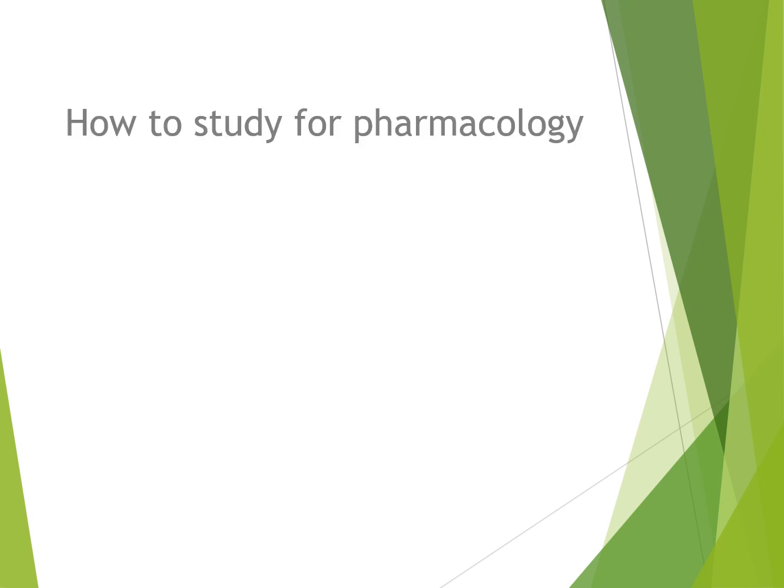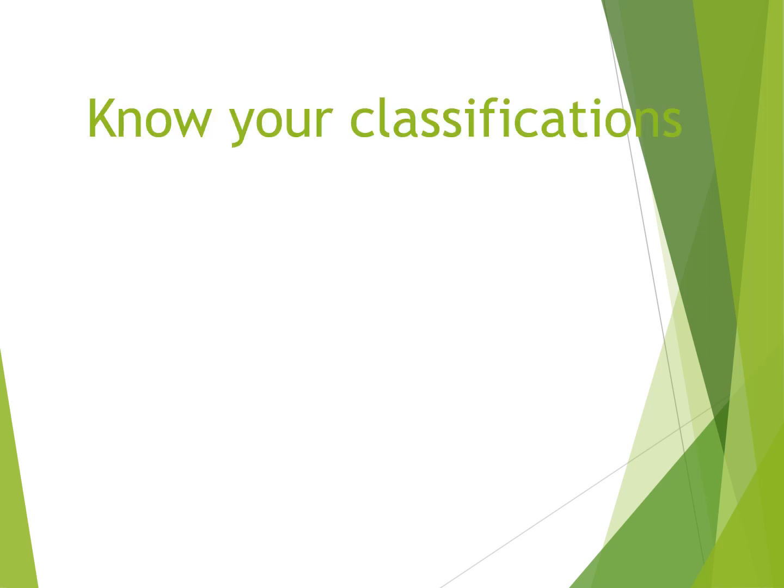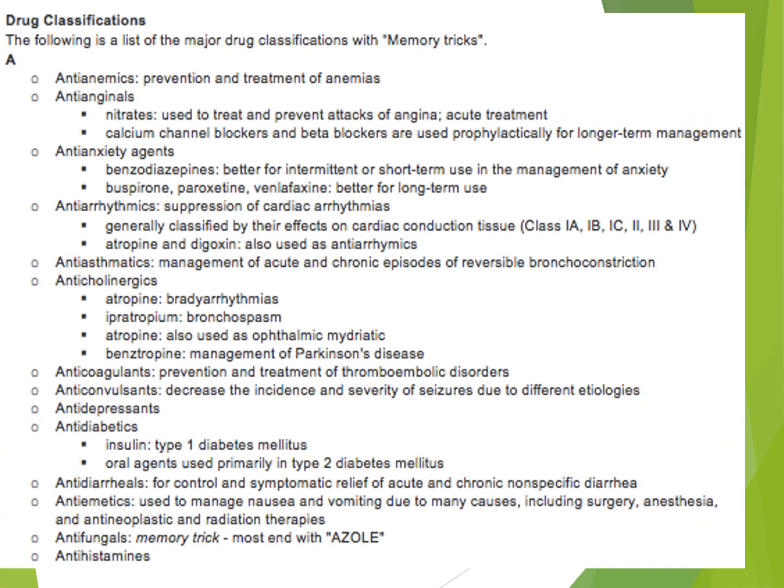So how do I study pharmacology? How do I master this material? Know your classifications. I can't stress that enough. So it's going to be very important. So you can see that this is a following list of major drug classifications with memory tricks, right? So your anti-anemics, right? So it's for the prevention and treatment of what? Anemia, right? Anti-anginals, right? And angina is pain, against pain, right?